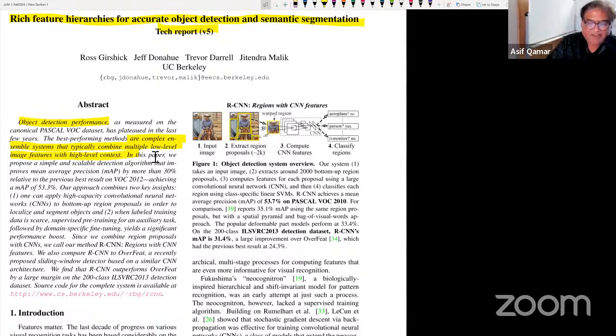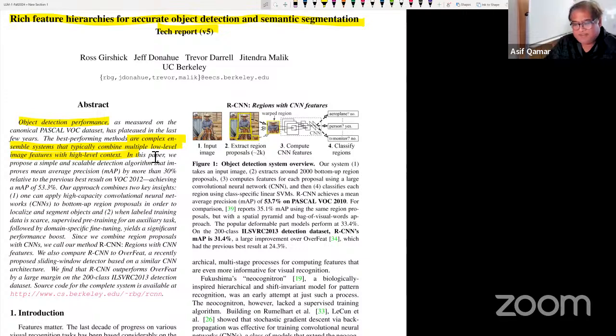The way this paper went about doing object detection, we'll read the figure. Our system takes an input image, extracts around 2,000 bottom-up region proposals. So its job is, using CNNs, to propose certain little boxes all over the picture, 2,000 of them.